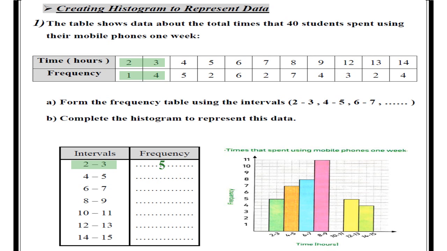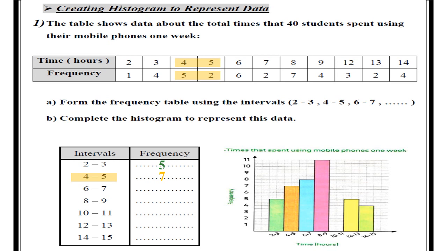And then the second interval is from 4 to 5. The number of students who use the mobile phones for 4 hours is 5, and for 5 hours is 2. So the total number of students who use their mobile phones from 4 to 5 hours is 5 plus 2, which is 7.